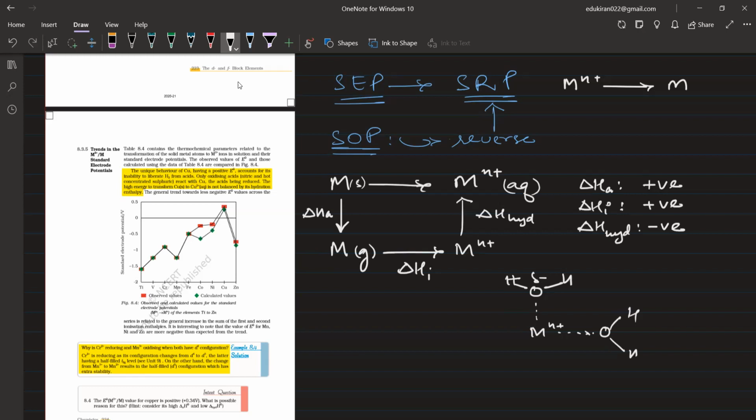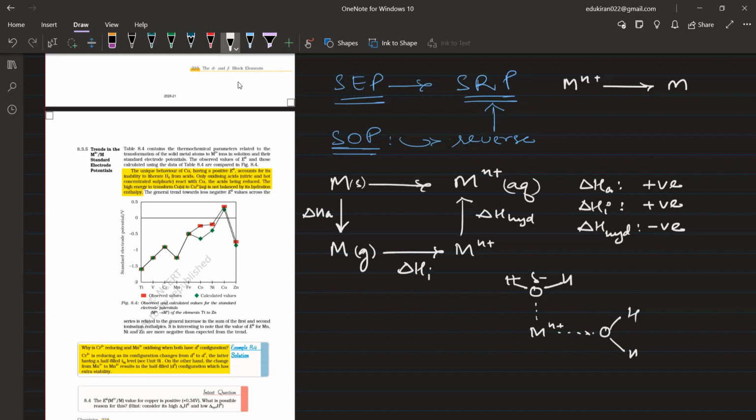Now, atomization is positive, delta H ionization is positive, delta H hydration is negative. Generally for most of the metals, atomization is very high, because it is hard and you have to convert solid to gas. But metal has a tendency to lose electrons. Please remember that. That is why ionization enthalpy is not very high. But the enthalpy of hydration is very highly negative.